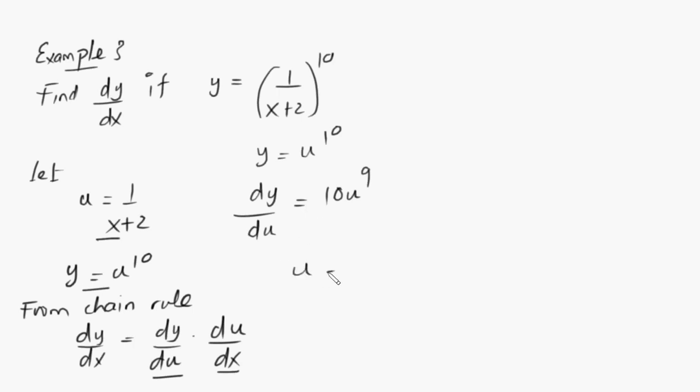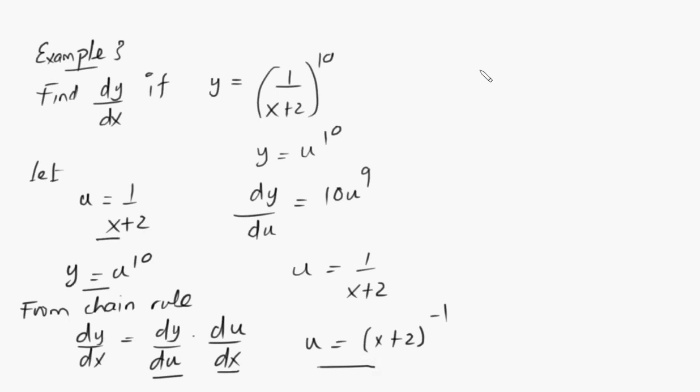Now I have u equals 1/(x+2). I want to find du/dx, so this is just u equals (x+2) to the power negative 1. Now check this one. This is also a composite function. I was dealing with a composite function using the chain rule, and I found that I have another composite function inside a composite function. So I use the chain rule inside the chain rule.